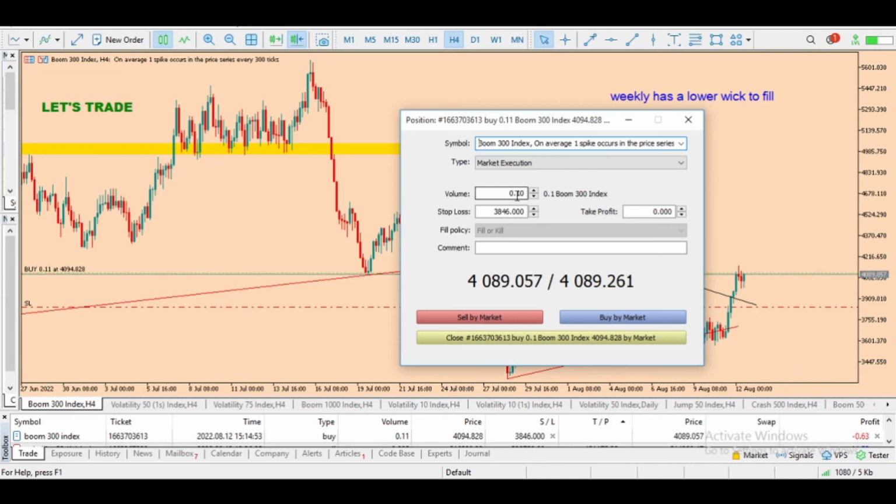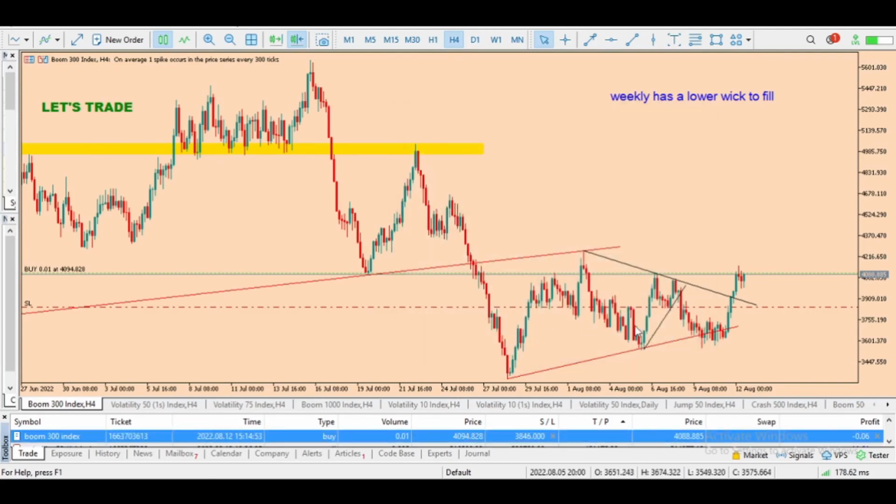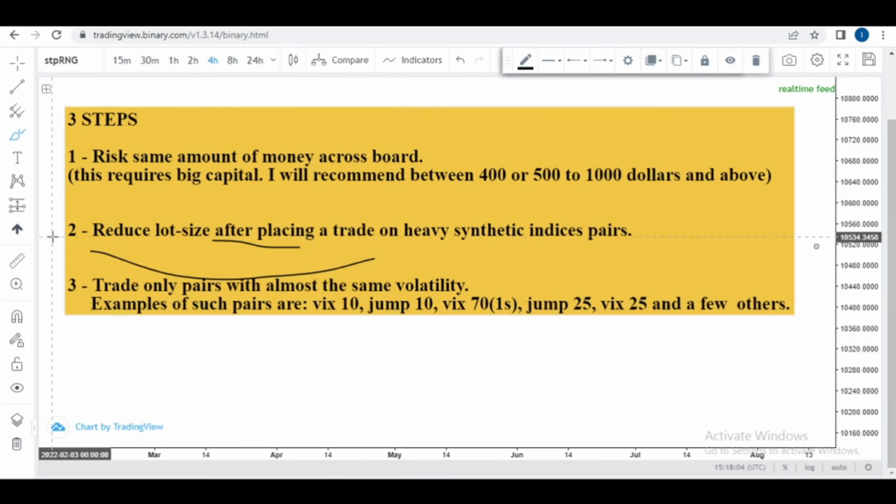Now we are closing 0.1. So you see our trade is still open, right? But now we are trading 0.01. Now that's how you can reduce your lot size on a trade that you've already triggered. And I think this is going to help you manage your risk properly also. Now let's go back to this.